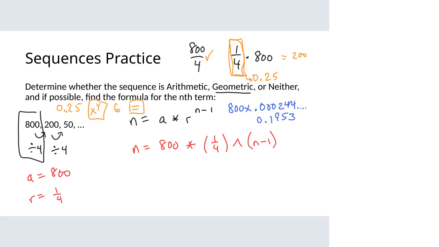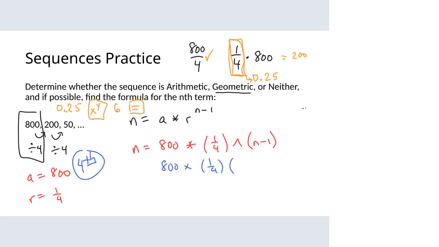Let's say we want to find the 4th term of this sequence. Dividing by 4 over and over again, the numbers get really small really fast, and so it just got a little ugly for us. Let's clean it up a little bit so that that's not the last thing you're left with here. So let's say we're looking for the 4th term in this sequence. So we'd have 800 times 1/4 raised to the 4 minus 1 power. So we'd have 800 times 1/4 raised to the 3rd power.